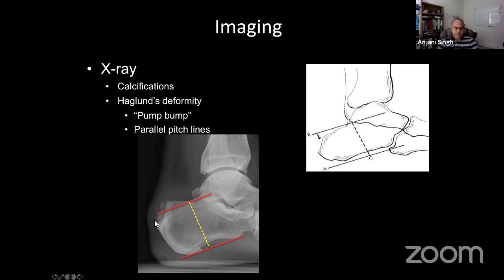Sometimes you have more enthesitis, which shows calcification here. Plus, you can look at the Haglund's prominence, which is this posterior superior prominence, and there have been various radiographic measures to look at that. You can draw a line with the calcaneal pitch from the inferior process of the calcaneum going further, and then you can draw a parallel line, and anything in excess of this is known to be a radiographic parameter for Haglund's deformity, also commonly referred to as pump bump.